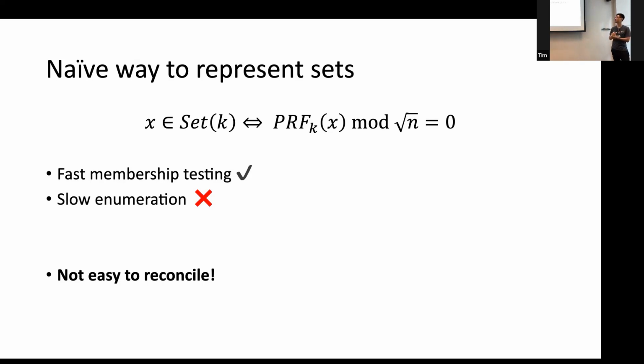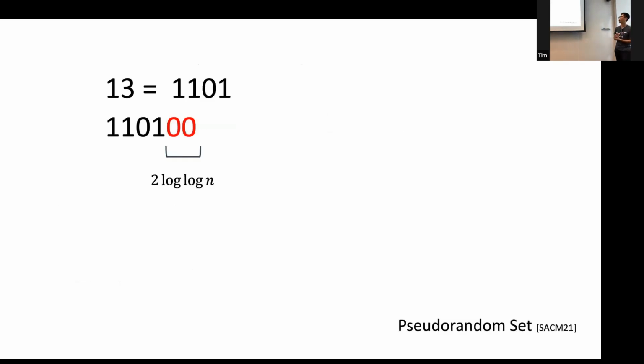And it's actually not quite easy to reconcile them. So here, I introduce a very clever idea from the previous Shi et al. paper. They construct an object called a pseudo-random set. And here's how it works. It can actually satisfy fast set enumeration and fast membership testing.